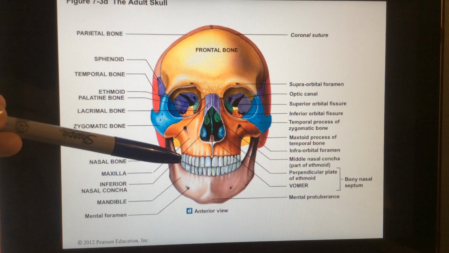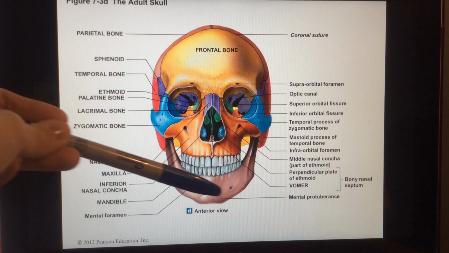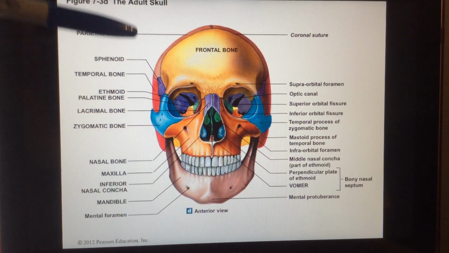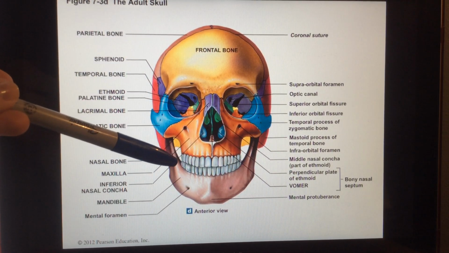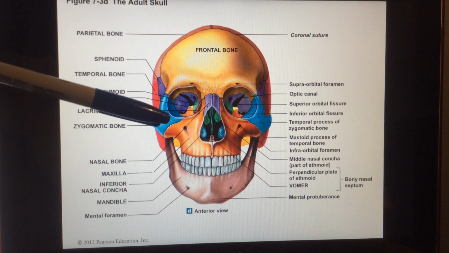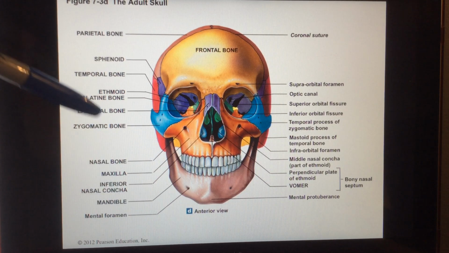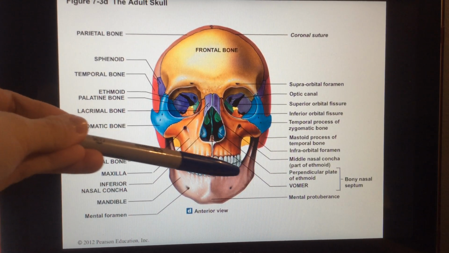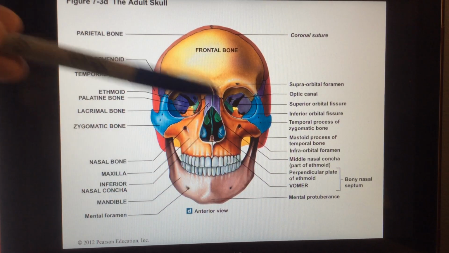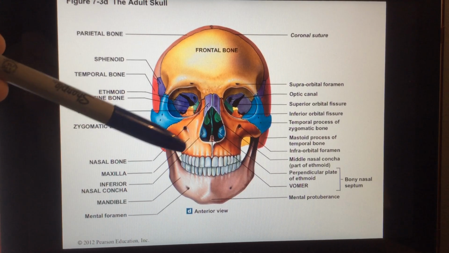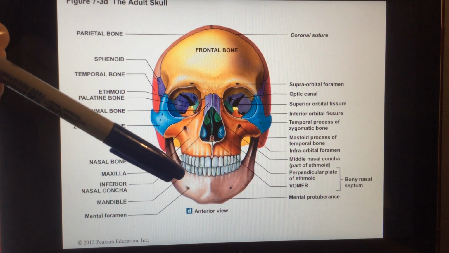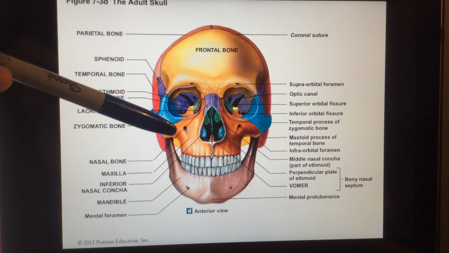And then again, you have the mandible. So definitely very superficial, easily to be seen. And again, the mandible articulates. It's really the only movable joint with the temporal mandibular joint, the TMJ. Contains the lower teeth and allows for manipulation of food or speech.